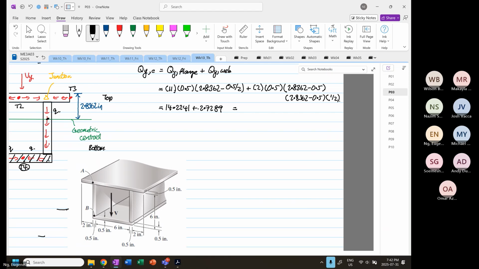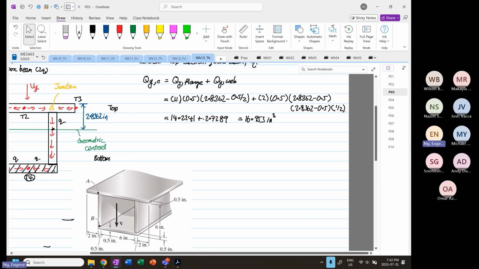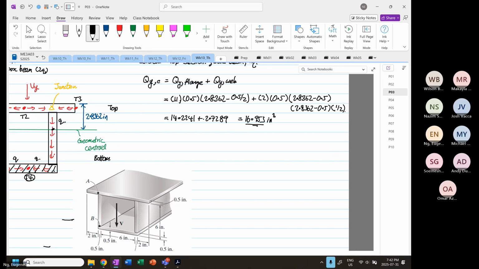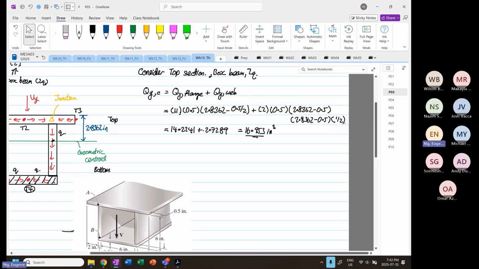Okay. Then we have 16.953 inches to the power 3. Now this is by considering the top. In your exam, if you have time and you are doing the checking, if you do it by considering the bottom, the answer has to be the same.